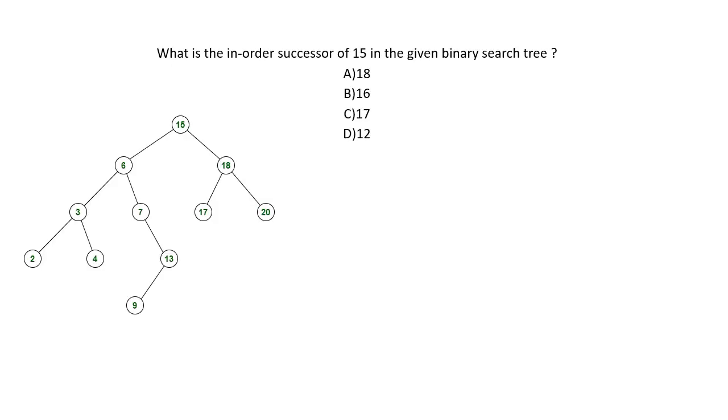This is a previous year ISRO question. What is the in-order successor of 15 in the given binary search tree? The in-order successor of a node in a binary search tree can be defined as the smallest key whose value is greater than the current input node. So here the in-order successor of 15 in the binary search tree is 17, because the smallest key that is greater than the current input node is 17 here.